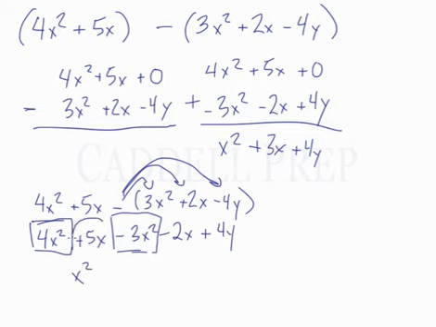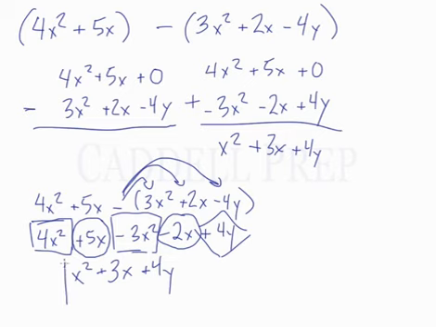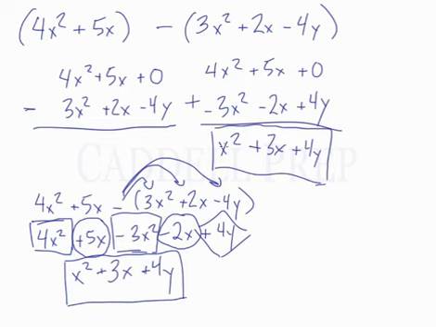Look at the x term. So this is going to be positive 5x. This will be negative 2x. When we add those together, 5 plus negative 2 is 3x. And then we just have one term with the y in it, so plus 4y. So this is our answer, x squared plus 3x plus 4y. And we get the same answer doing it with this method, x squared plus 3x plus 4y.